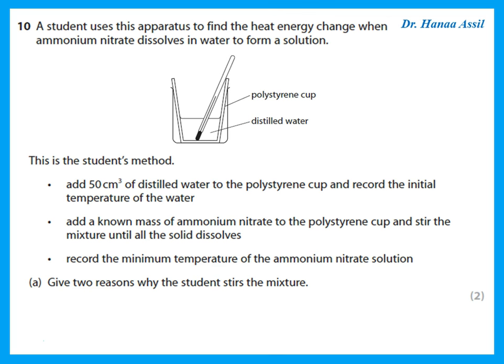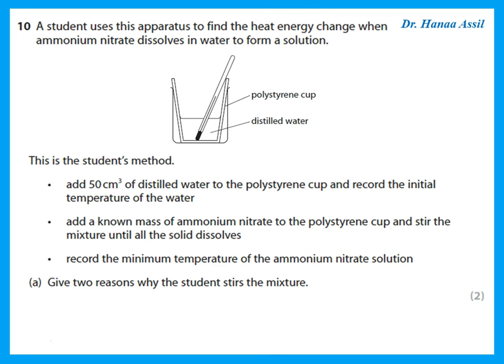A student uses this apparatus to find the heat energy change when ammonium nitrate dissolves in water to form a solution. So he's just dissolving ammonium nitrate and measuring the temperature. He's saying add 50 cm³ of distilled water to the polystyrene cup, record the initial temperature of the water, add a known mass of ammonium nitrate to the polystyrene cup, stir the mixture until all the solid dissolves, record the minimum temperature of the solution.